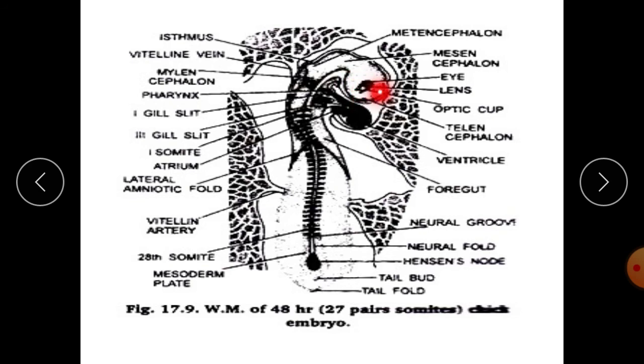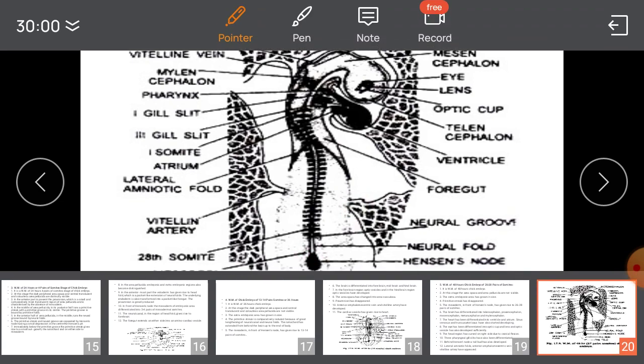This anterior part is the brain. Forebrain, midbrain and hindbrain. These are somites. Centrally, the nerve plate, nerve cord is there. This is the heart. So these are the blood vessels. This is the tail fold, tail bud it is.